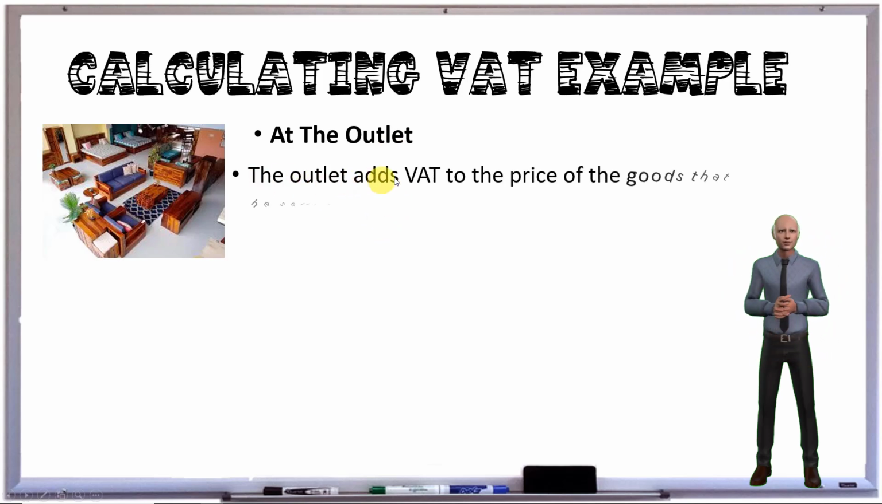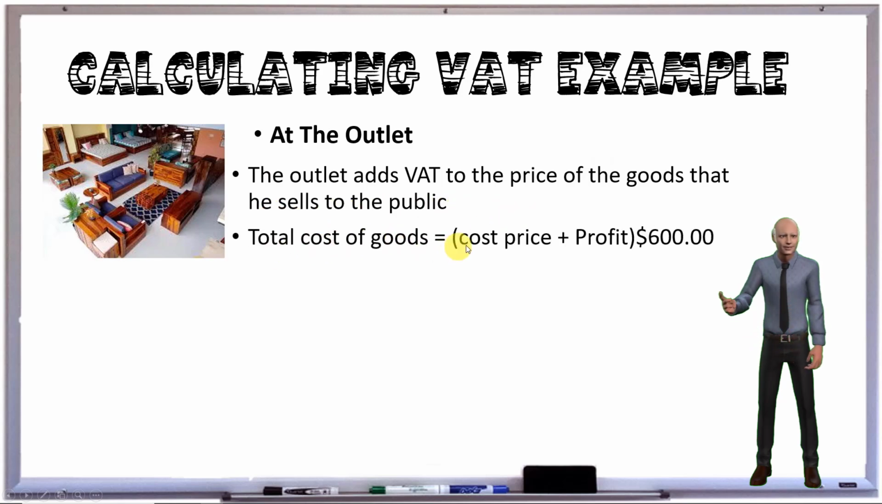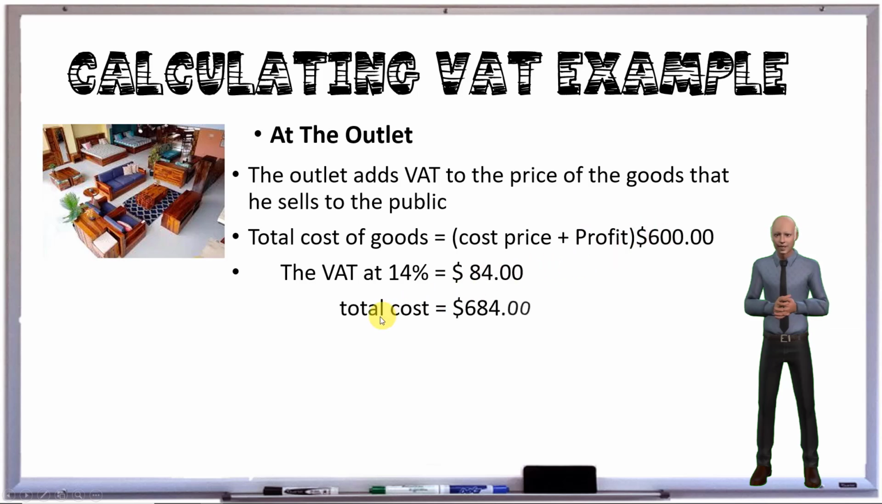The outlet adds VAT to the price of the goods that he sells to the public. So the total cost of the goods will be the cost price plus the profit that the outlet wants to make. This time his price is going to be $600. So the VAT of 14% on the $600 equals us with $84. So the total cost or selling price is $684 now, because the VAT gets added onto that price over there, and of course that is the total selling price.